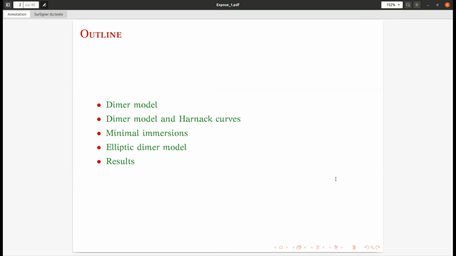So please do not hesitate to stop me. If something is not clear, you can just interrupt. I cannot look at the chat at the same time, so just interrupt me if you feel like it.